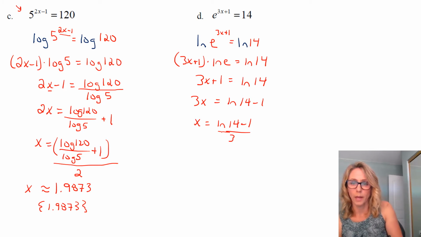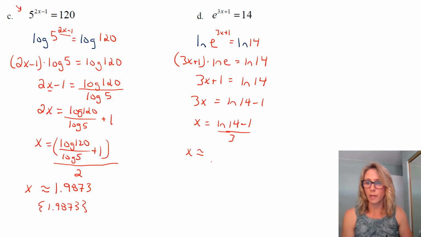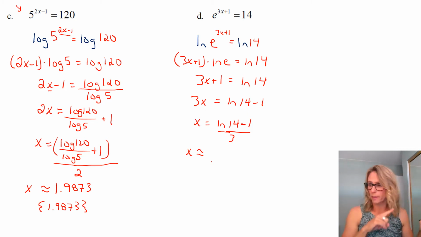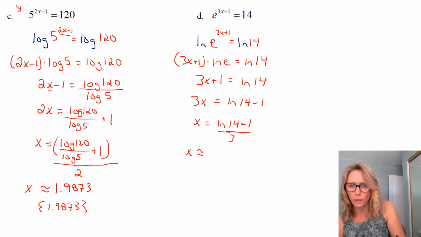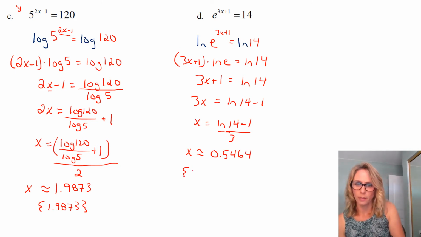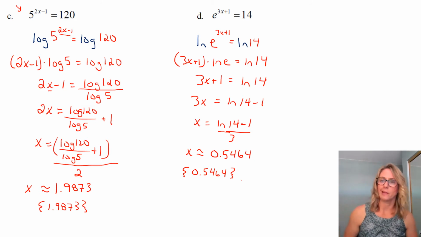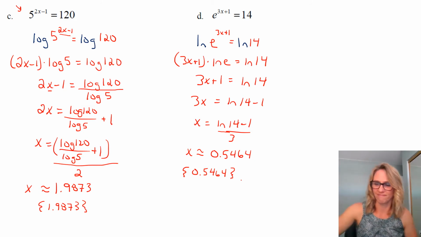Okay, and here's our exact answer. And then we can put that into the calculator. Notice we'd be using ln, not log. And it looks like we should get something like 0.5464. So make sure that you can get that answer. I'll put that in my solution set, and that is done.